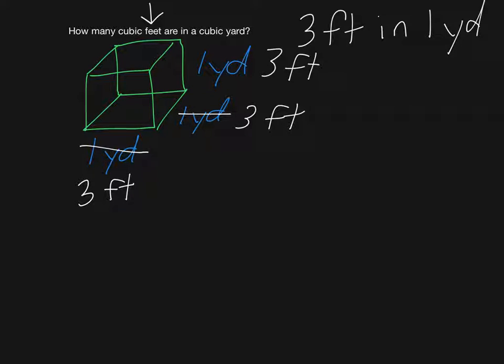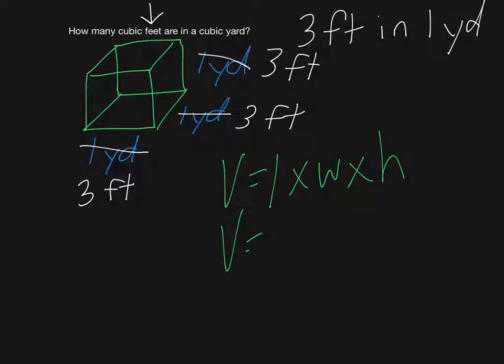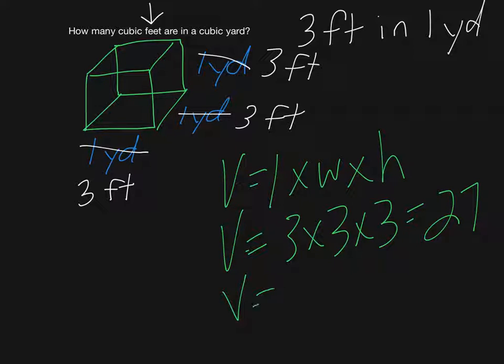So I drew my picture, I converted using the problem, and now I use the formula volume equals length times width times height. So volume is going to equal 3 times 3 times 3, which gives me 27. Now we cannot forget our label. Whenever we have volume, we are dealing with cubes, so it needs to be 27 feet with a 3. Feet with a 3 means cubic feet, or you could also write out cubic feet.